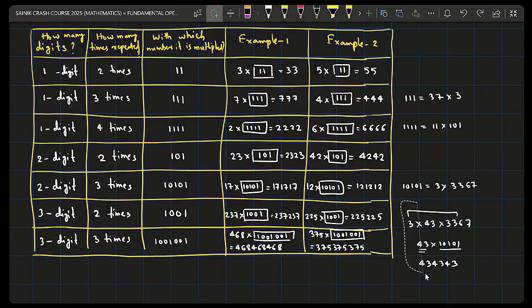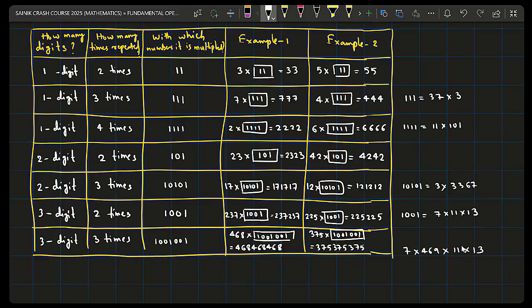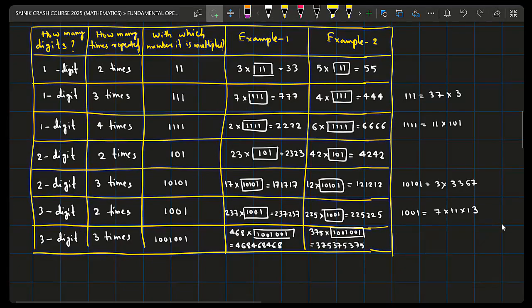And are there any other products? Yes, 1001 is having a factorization, that is 7 into 11 into 13. Suppose I give a question like 7 into 469 into 11 into 13. If you want to get this product, you need not waste time. You should remember 7 into 11 into 13 is nothing but 1001. Then multiplying any three digit number by 1001, it will be repeated two times. 469 469 will be the answer. So without doing any multiplication, you can say. But you must remember such type of factors 7, 11, 13, etc.